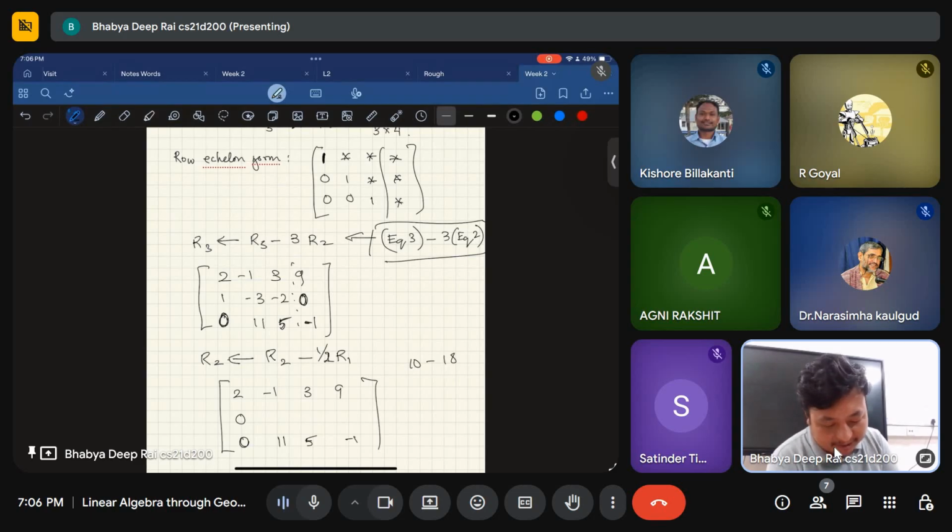Okay, so minus 3 plus 1 by 2 will be minus 5 by 2, right? And then I have minus 2 minus 3 by 2, which is minus 7 by 2. Good. And then on the right hand side, 0 minus 9 by 2, which is minus 9 by 2.